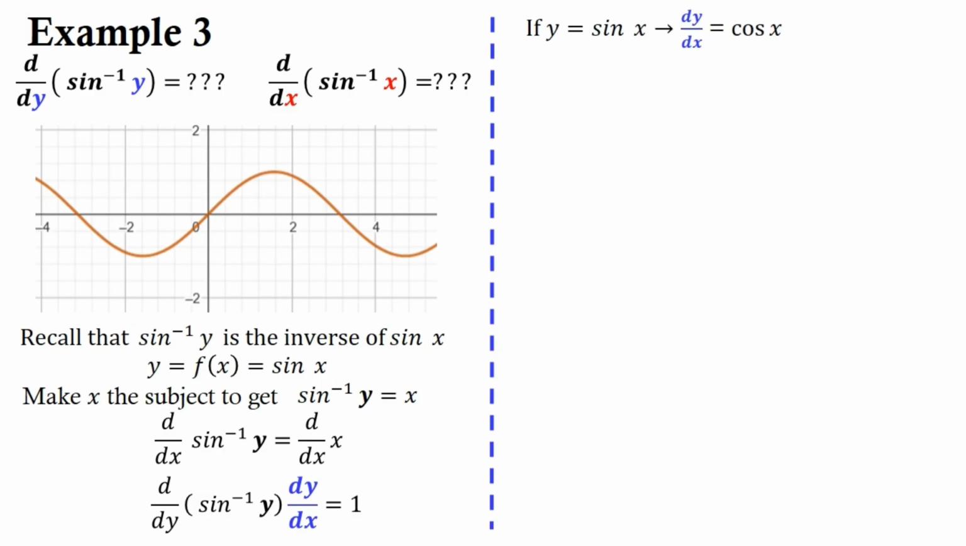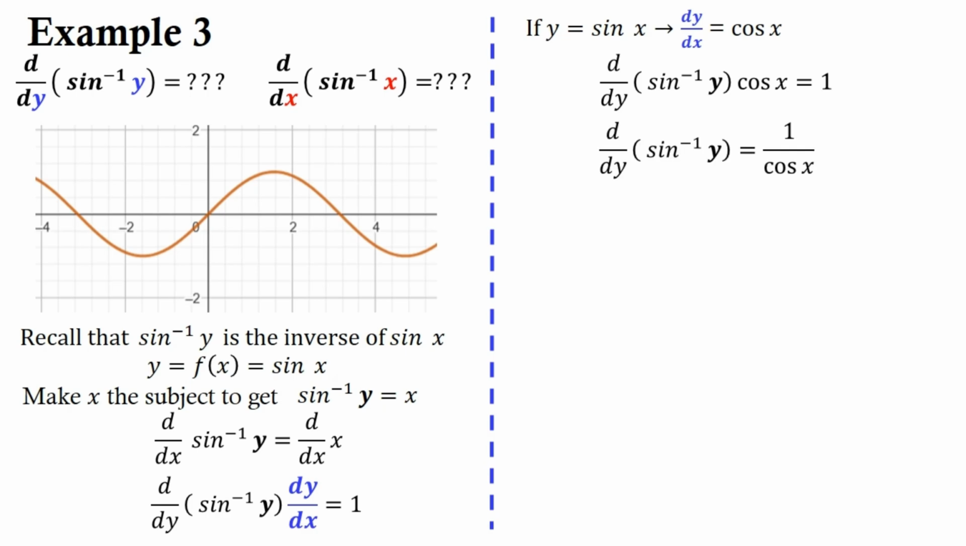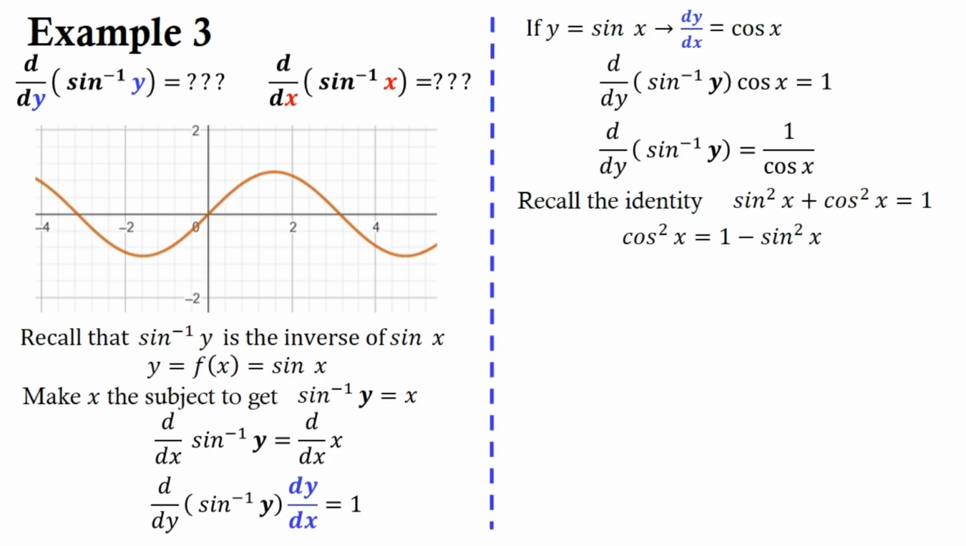If y is sine x, what is dy/dx? Cos x, exactly. So instead of writing dy/dx in the expression, we are going to replace it with cos x. Of course, we can now divide both sides by cos x. Then the next thing is for us to use the fact that sine squared x plus cos squared x equals 1, the trigonometric identity.